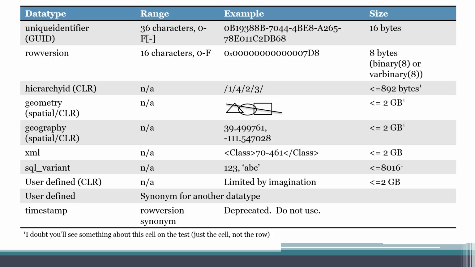All right, SQL variant. Those of you who are familiar with other programming languages that have a variant data type will recognize what a SQL variant is. A SQL variant is a data type that can hold any other data type. In this example, I have a numeric data type, 1, 2, 3, perhaps an integer, and then a string data type, ABC. You could have these data types on different rows. You could throw a hierarchy ID into this column on one row, and the next row could be a geometry data type. It allows it to do just about anything. It's complete flexibility.